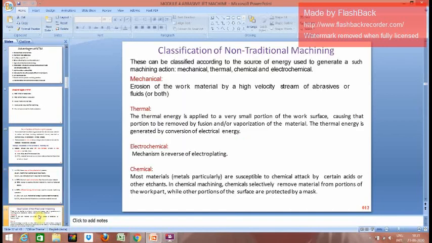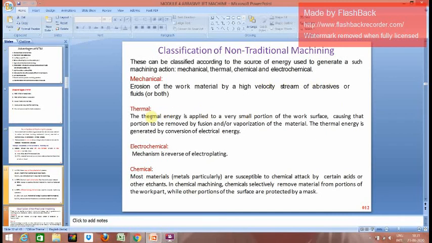So here we go to the classification of non-traditional machining. Non-traditional machining is classified according to the source of energy used to generate the machining action. There are about four: mechanical, thermal, electrochemical, chemical. What is mechanical? Erosion of the work material by a high velocity stream of abrasives or fluids is called the mechanical way of non-traditional machining.